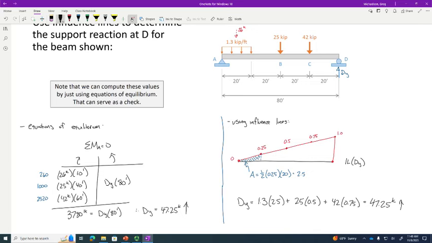I don't know about you, but when I first saw it, that blew my mind. But you could just do that. You can find the reaction for this beam due to any load anywhere by just drawing the influence line and taking loads times the value, distributed loads times the areas, and just summing it up. Done. You can make a lot of really cool observations about structures. But what we're going to do next time is take this and answer a more difficult problem with moving loads.